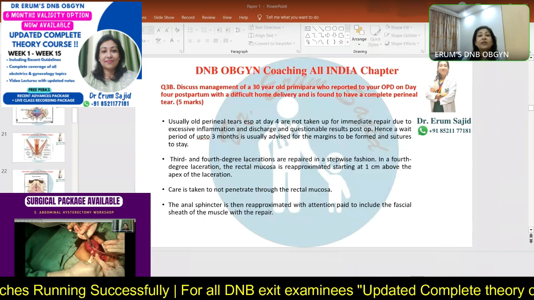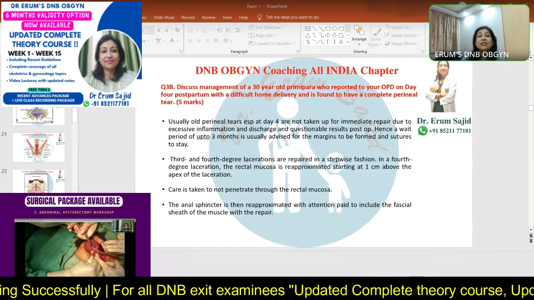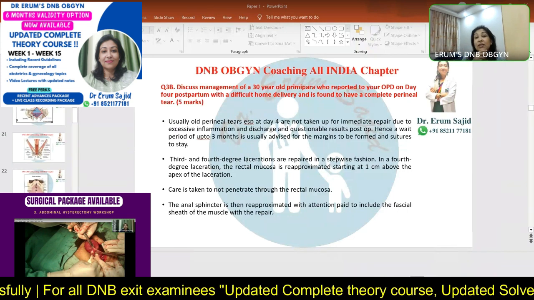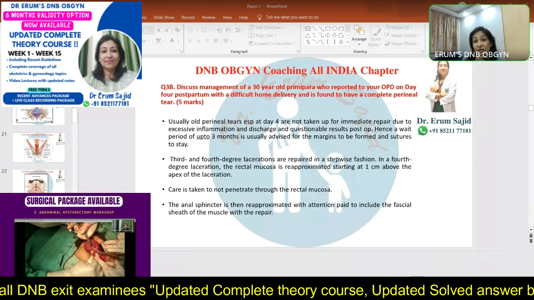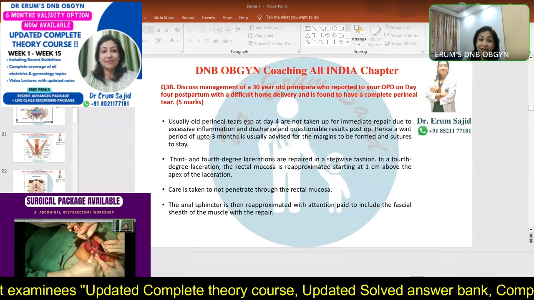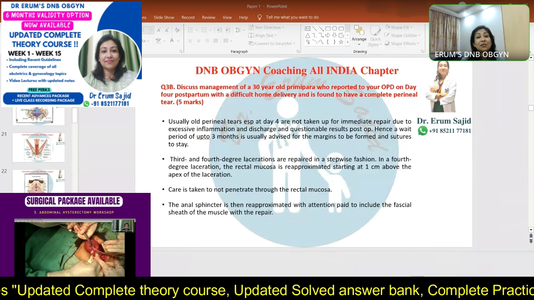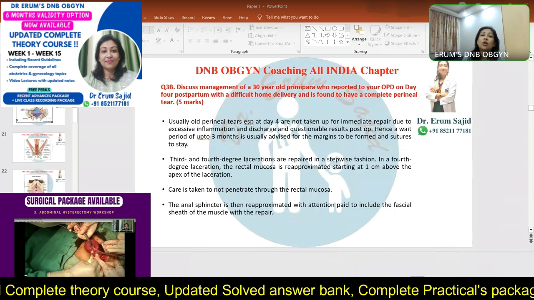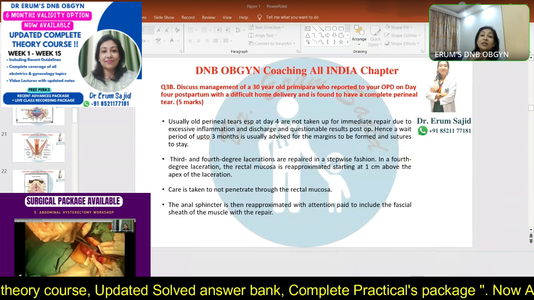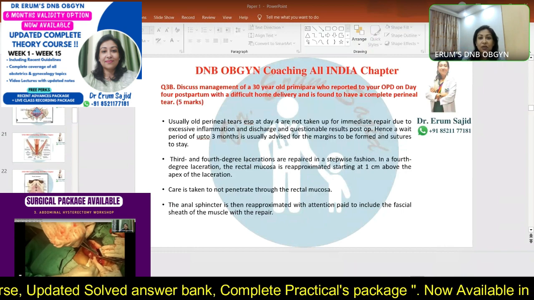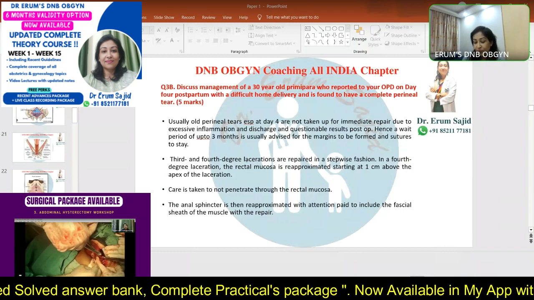Answer is Vicryl 2-0, because it's anal mucosa, and the more important thing is that the knots should not be inside, because that's the place of maximum friction and rub. So the knots should not be facing the anal canal. They should be inside your perineum, right? So it is Vicryl 2-0.